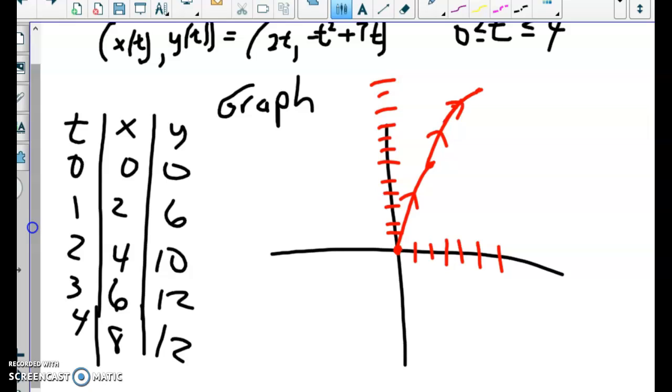There, still going that way, and then one more. If I put in 4, I get 1, 2, 3, 4, 5, 6, 7, 8, 12, and it kind of just levels off there. It's kind of a going back down type thing. So that's graphing a parametric. Graph it, make sure you put the arrows in to see which directions they are going.